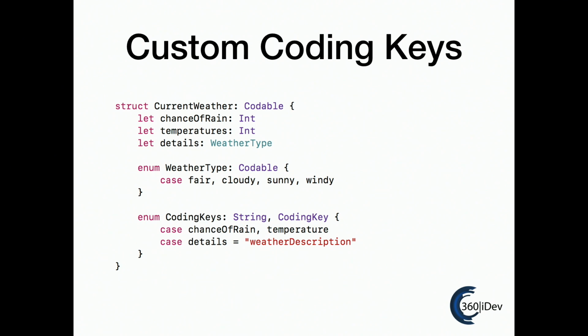You just put those in one case all the way across, like I've done here with case chance of rain, and temperature. And then details, that's the one where I need to change. That's where I can make my assignment and say details equals weather description. That's it. I don't have to then go and do any more assigning. It automatically knows to use those coding keys when decoding my object, because it's inside of my struct I'm trying to decode.